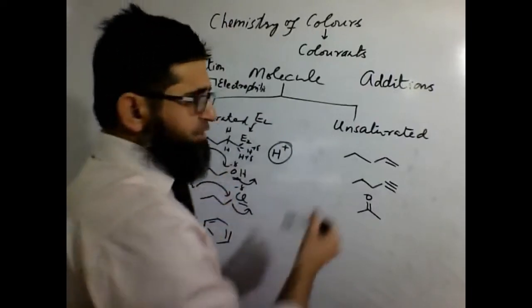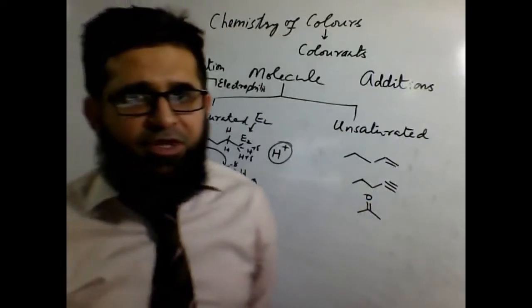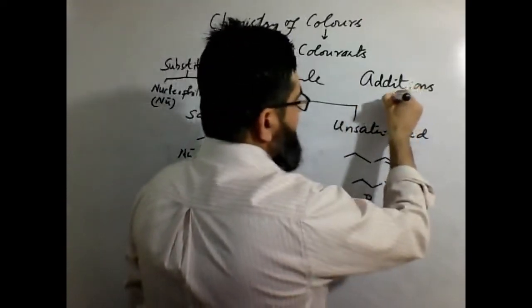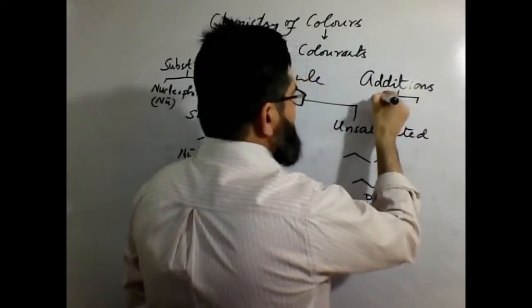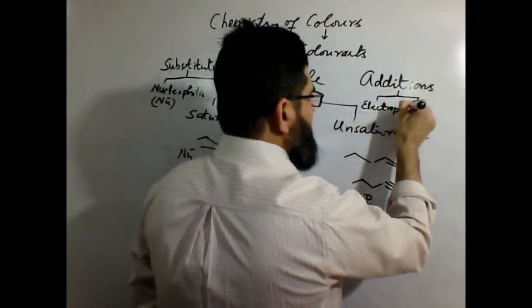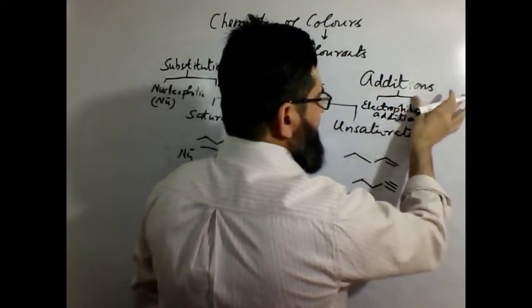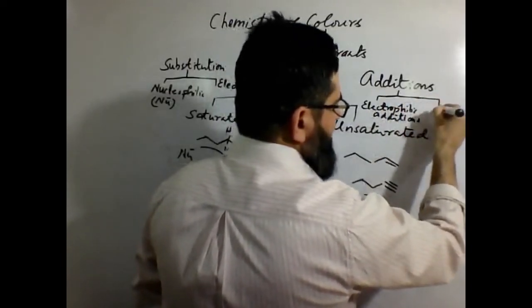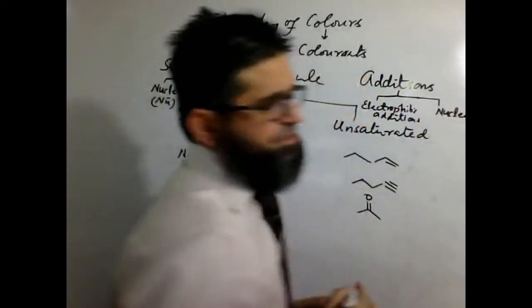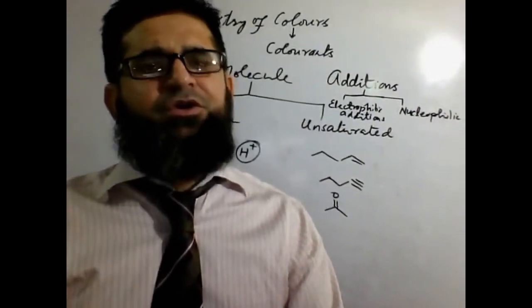Now let me move to the unsaturated types. The molecules which are unsaturated undergo additions. Similarly, additions are also of two types. They are electrophilic and they are nucleophilic. Both additions can happen. Where will they happen? They are supposed to happen on unsaturated molecules.